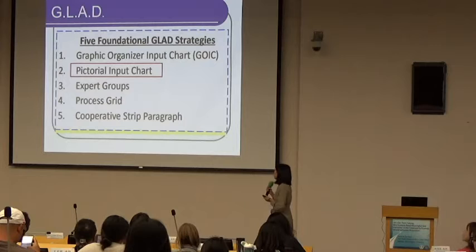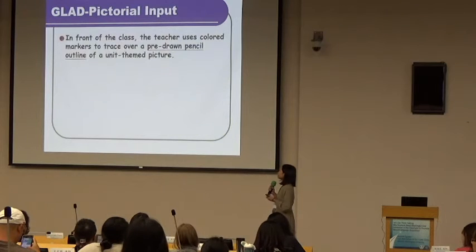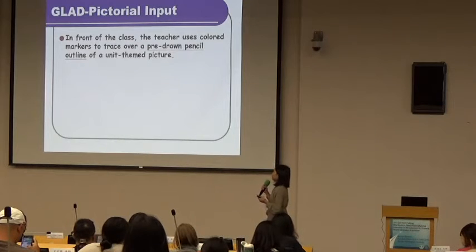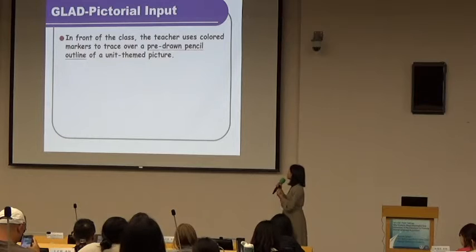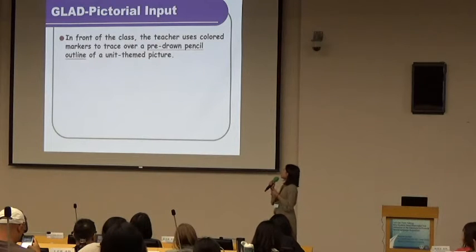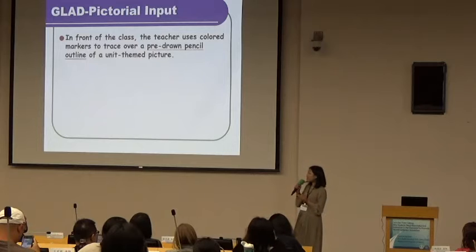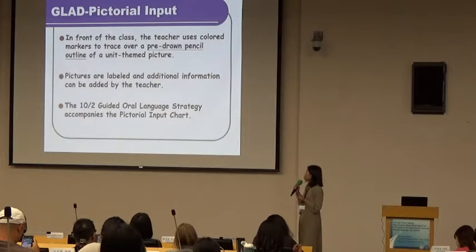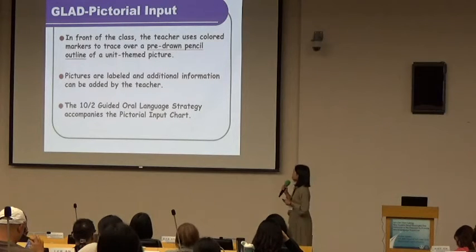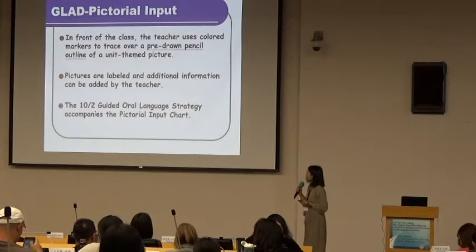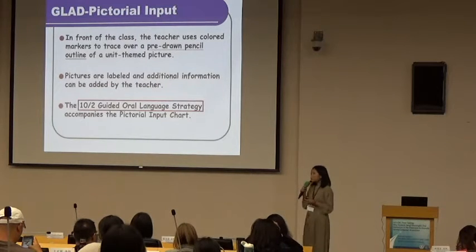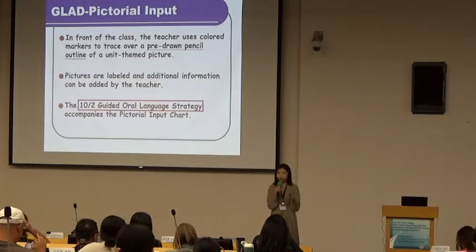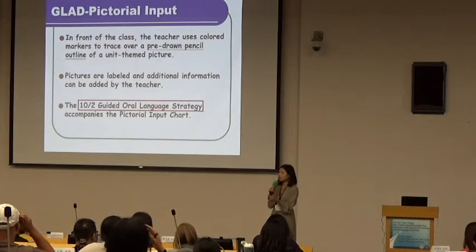today is the pictorial input chart. For the pictorial input chart, basically there are three parts that I divided it into. First, in front of the class, the teacher will use colored markers to trace over a pre-drawn pencil outline. Second, the pictures will be labeled and additional information will be added. And also it will be 10-2 guided oral language strategy. For 10-2 guided oral language, it means after 10 minutes of teacher talk, it will give students 2 minutes to turn to the partner and talk about this.